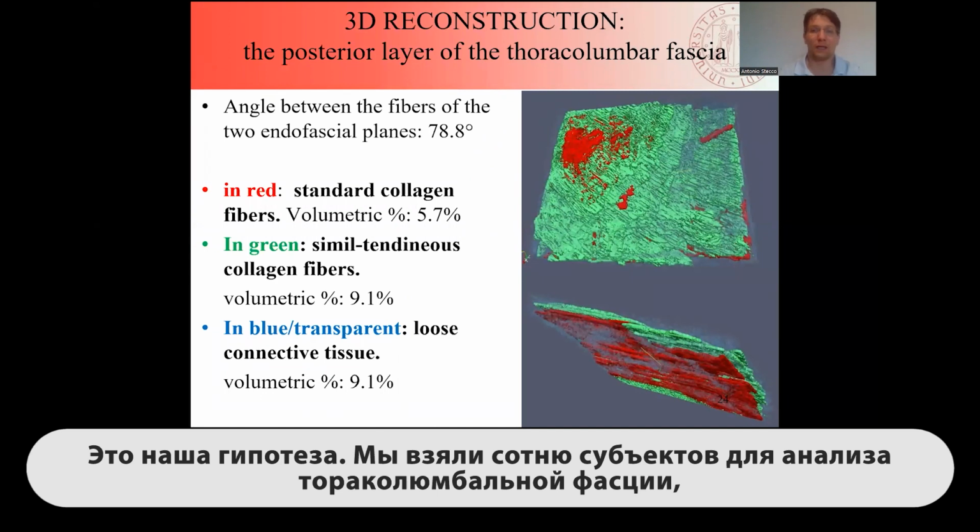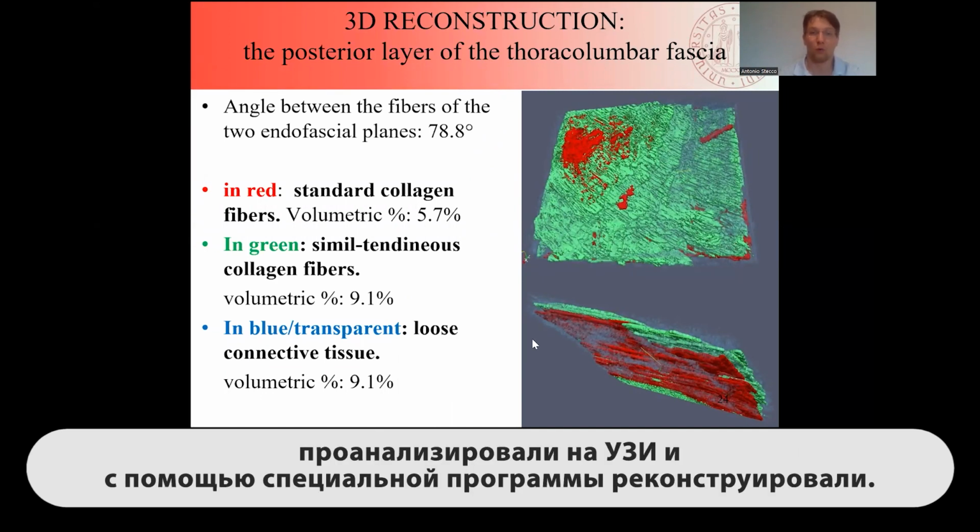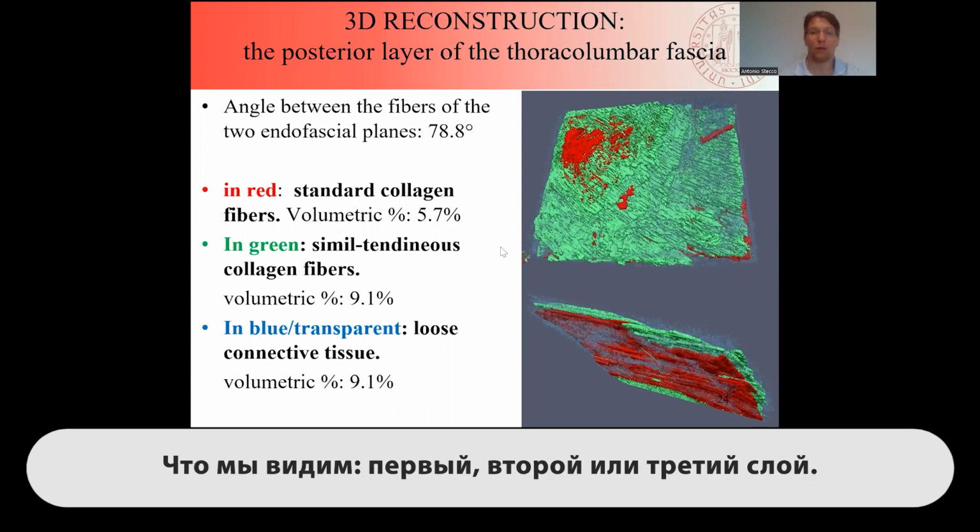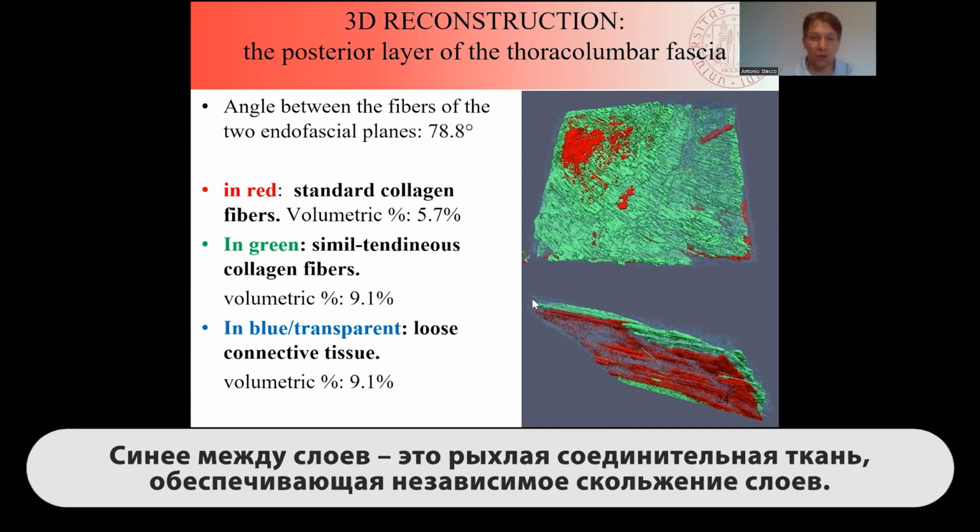So we took 100 samples of the lumbar fascia and reconstructed them with ultrasound and then with a specific software. What we were able to see was a portion of the first layer, the second layer, and the third layer. Between each single layer, you see the blue. The blue is the loose connective tissue that allows the independent gliding of each single layer.